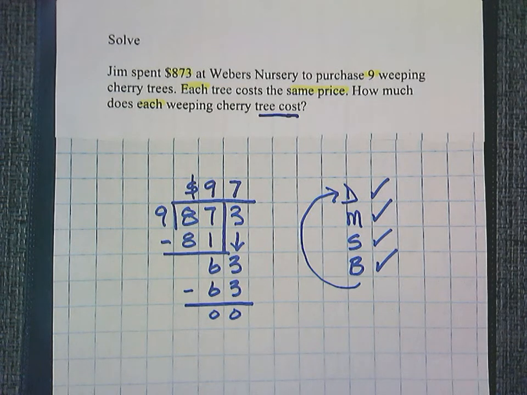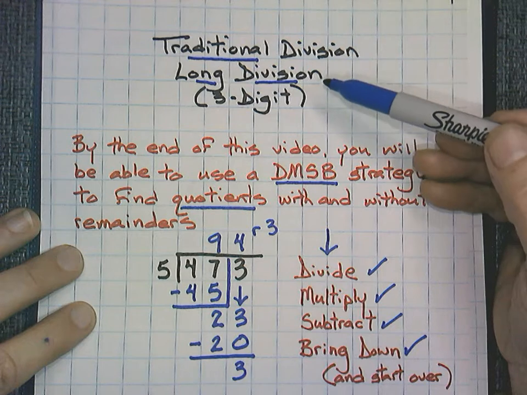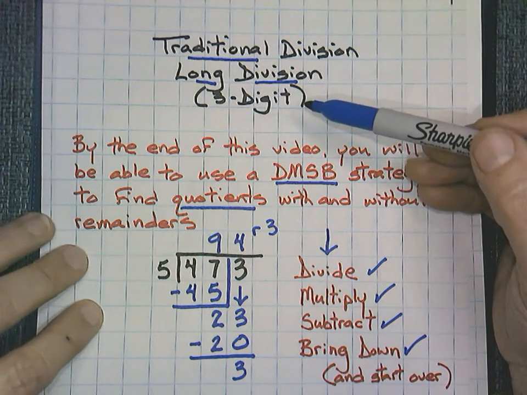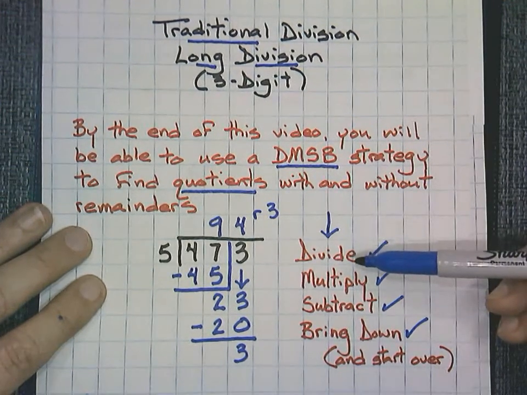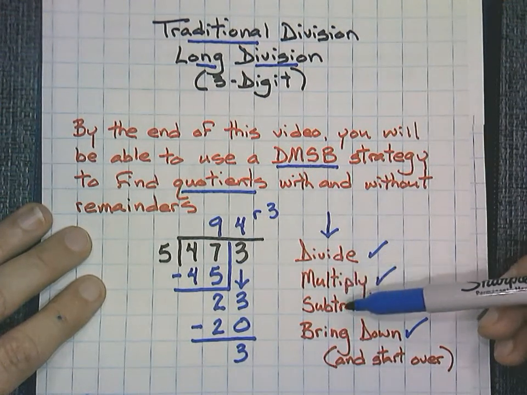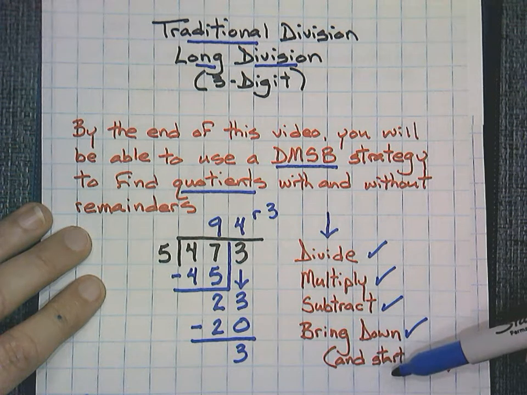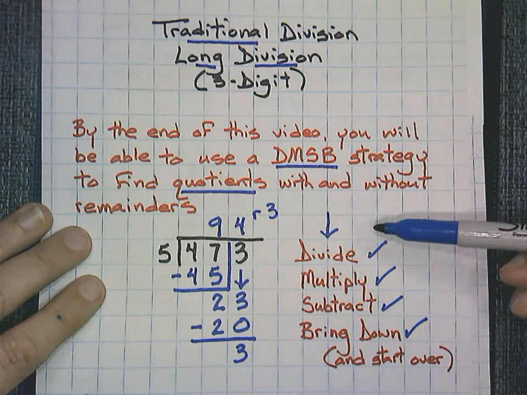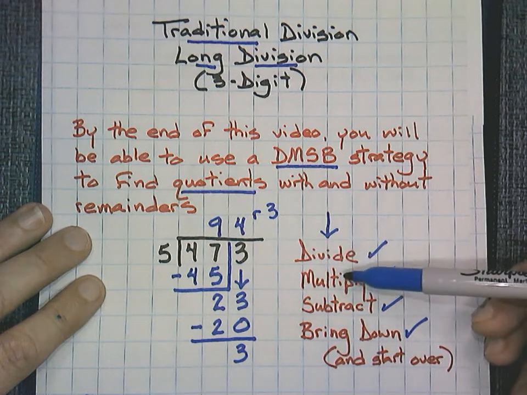So in review, we talked today about a four-step strategy, a traditional long division, working with three-digit problems with remainders and without remainders today, of divide, multiply, subtract, bring down, and start over again. And we said when we start over, it means that we would have our number that we bring down to create and start the process of dividing again.